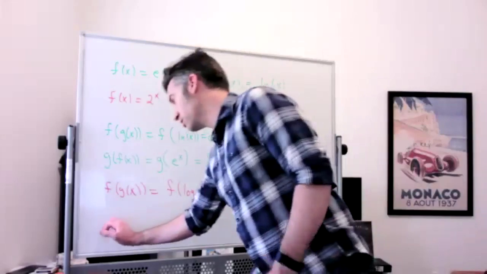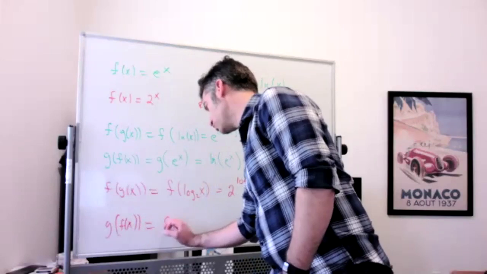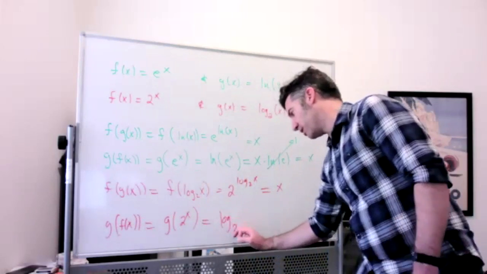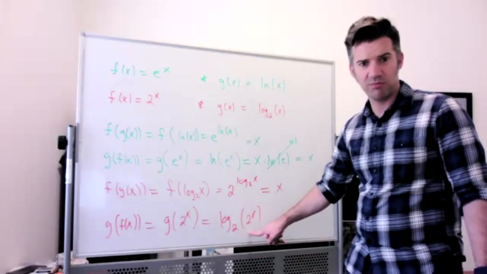And similarly, g of f of x is g of 2 to the x, which is log base 2 of 2 to the x. Of 2 to what power equals 2 to the x?